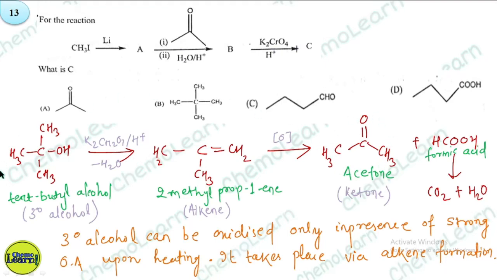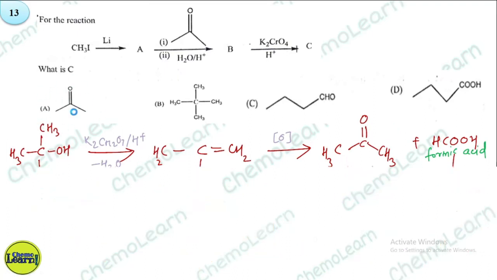So you can see here the number of carbon atoms is reducing. Okay, this acetone has one less carbon atom than tertiary butyl alcohol. So option A will be the final answer.